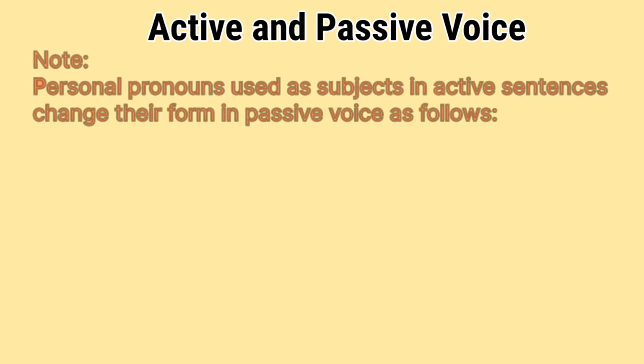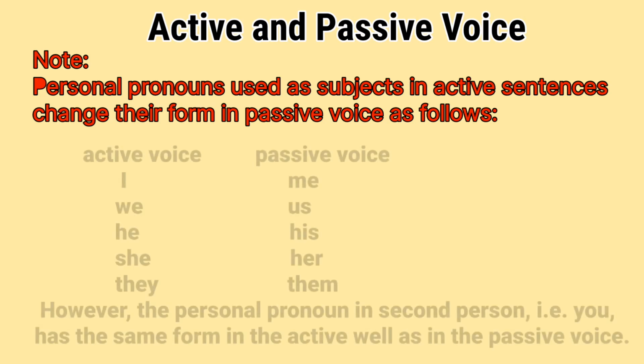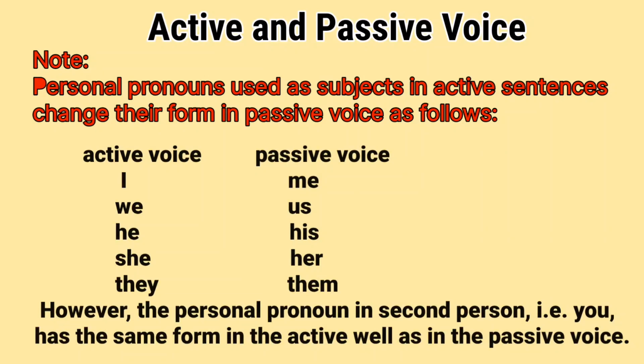Now, let me tell you that personal pronouns used as a subject in active sentences change their form in passive voice. Like, from active voice to passive voice, I is changed to me. We is changed to us. He is changed to him. She is changed to her. They is changed to them.